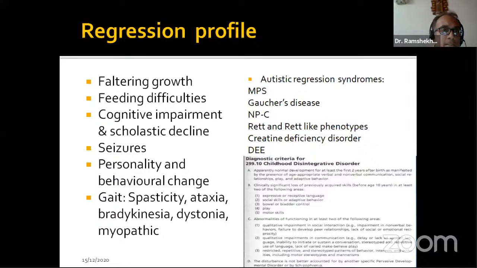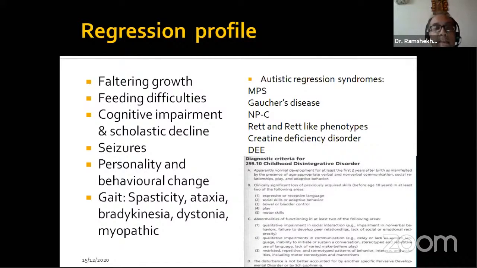Whether there is a history of seizures, because encephalopathy, which follows seizures, has different connotations, as we will see further. Whether there is a decline from a previously normal level of functioning, that is, with regard to a personality and behavior change. And then come the neurological symptoms. The neurological history should be focused on determining whether the neurological deficits which accompany the regression are associated with signs such as spasticity, ataxia, bradykinesia, dystonia, or myopathic features.